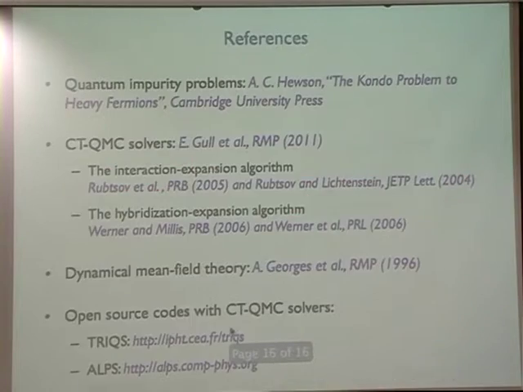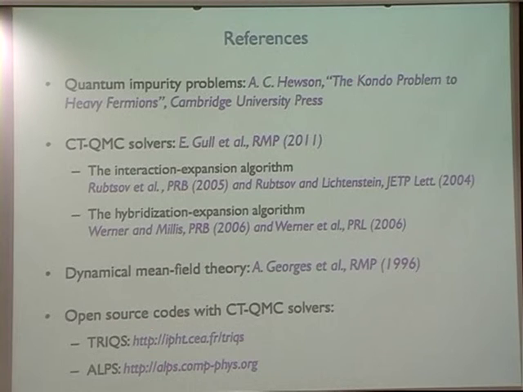Anyway, just about references. So this is quite generally on quantum impurity problems, a beautiful book. I really recommend it. About CTQMC solvers, there is a Reviews of Modern Physics article by Emanuel Gull, which presents everything. And these are more the original papers. Here are by Rubtsov for the interaction expansion. Here by Werner and Millis. Another paper of Philipp here on the hybridization expansion. Well, you probably all know this, but this is the review by Antoine on DMFT in general. So if you want to know more about DMFT, this is a good starting point.